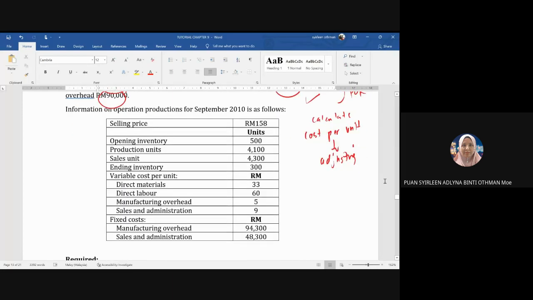Okay. Alright, selling price is 158. Okay, so these are the opening units dia bagi dekat kamu. Ini actual data. This is actual. So this is your actual manufacturing overhead for your fixed. And this is actual manufacturing overhead per unit for your variable. Okay. So nanti kita akan guna ni untuk adjustment selepas kira POR. Okay. So I am going to use my estimated unit 4,500 tu untuk bahagi.